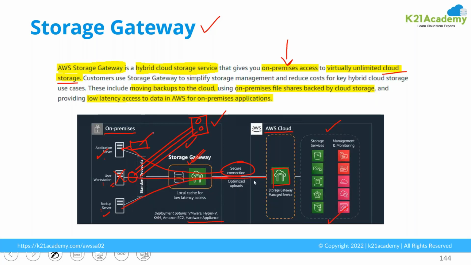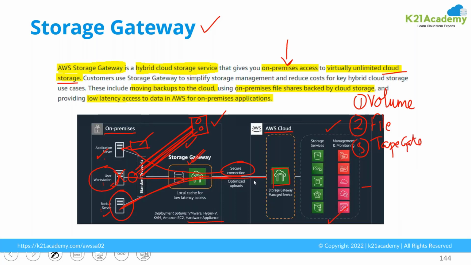So if you want to sync your application server's SSD drive, there is an option called volume gateway which can be created. If it is a user workstation's shared location, then you can have a file gateway which can sync to your EFS and other services which are available in the cloud. If you have a backup server which has to be archived, you can create a tape gateway. So you have got three kinds of gateways that can be created. Volume gateway. I have got file gateway. And the third type of gateway that I have is my tape gateway.